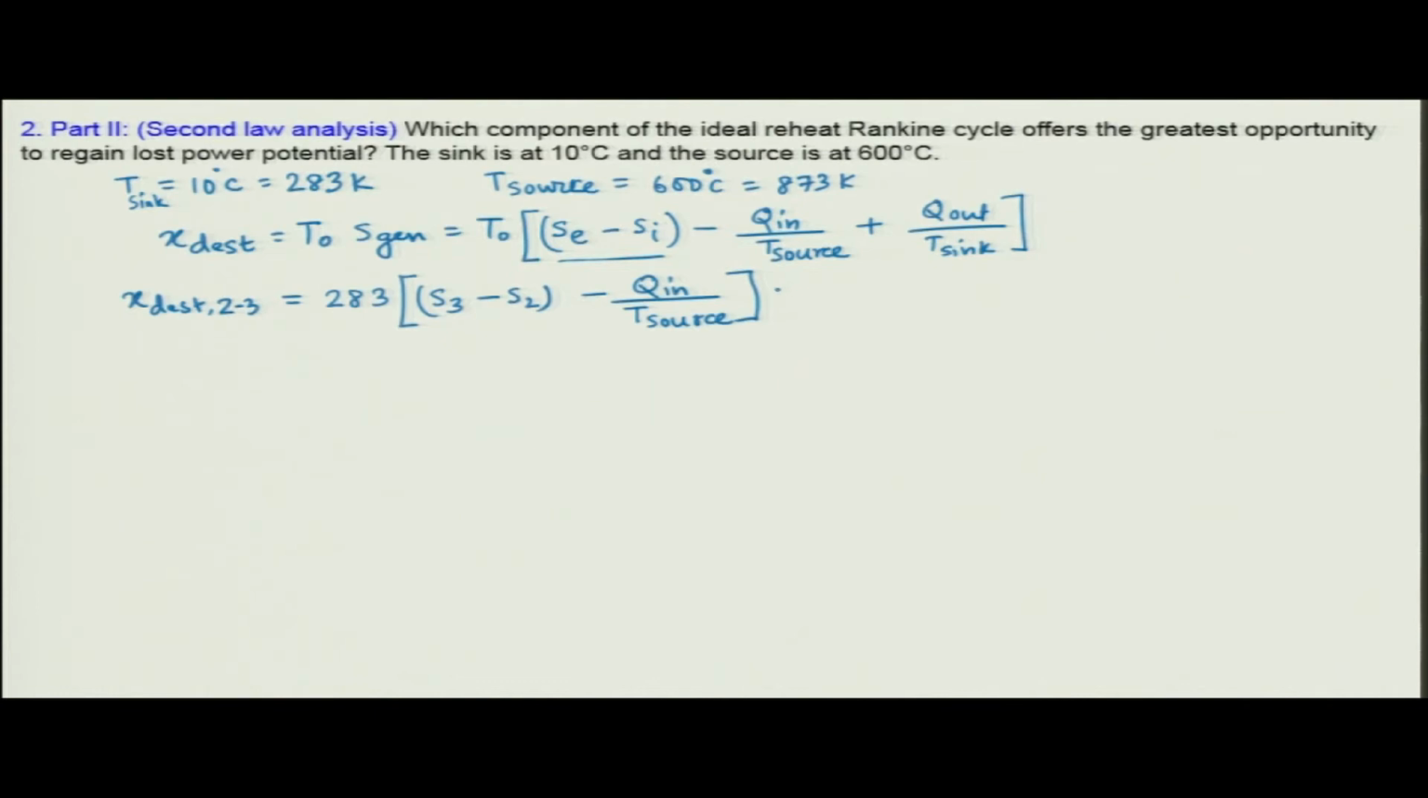So, this is the exergy destroyed, and that should be equal to 283, and S3 we already found as 6.5579, S2 we found as 0.6492, and the heat addition that we calculated is 3073.4, and the source temperature is 873 Kelvin, that is 600 degree centigrade. So, now you can calculate the exergy destroyed during this process 2 to 3, and it comes out to be 687.1 kilojoule per kg. So, that is the exergy destroyed during the heat addition between process 2 to 3.